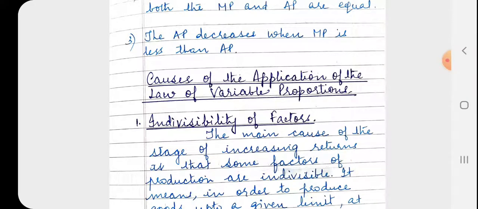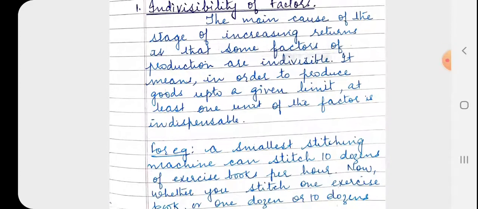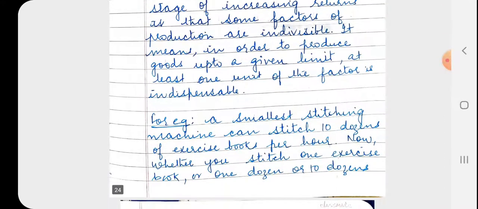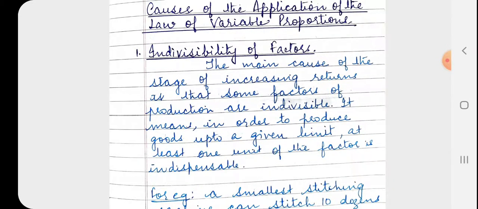Let us see what are the causes of application of law of variable proportion. First one is indivisibility of factors. Factors cannot be divided on the basis of our requirement. So we are buying the factors, and when we are employing more variable factor on that fixed factor, automatically you are getting more return.